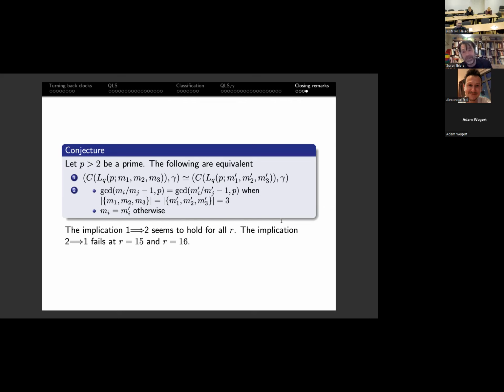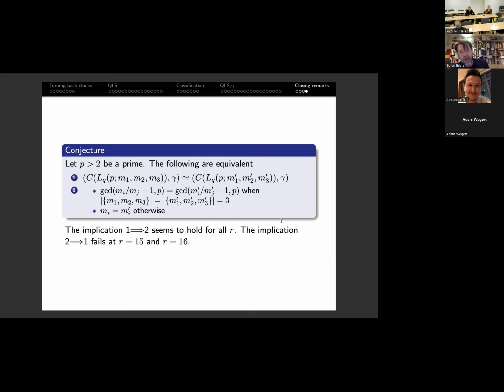This is what the computer experiment shows. I have no idea how to prove this, but it seems to be true for all R that 1 implies 2. I've tried this with R up to 30 or something like that, and I tried all the various choices of M1, M2, and M3. I mean, there are not that many. And if you believe that the dimension triple with this class of the P is a complete invariant, which of course I don't know, I'm just guessing, then this turns out to be okay. So it looks like 1 implies 2 always.